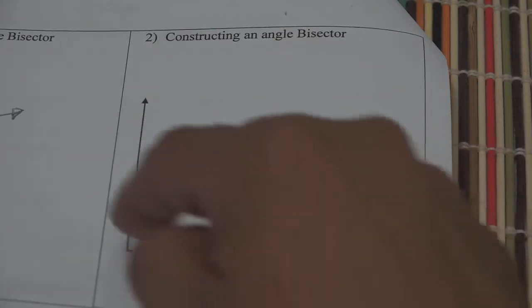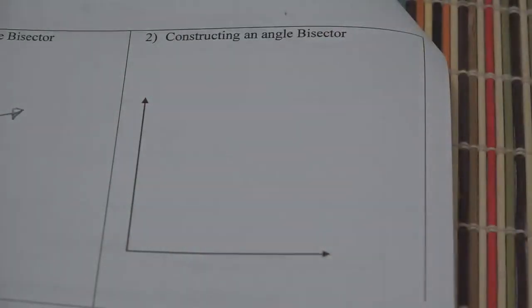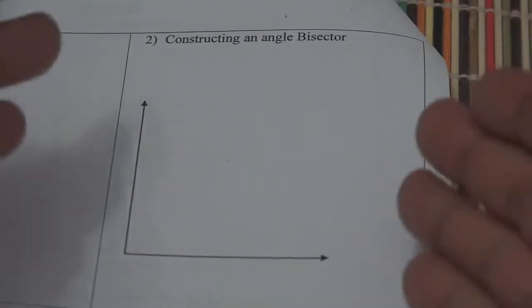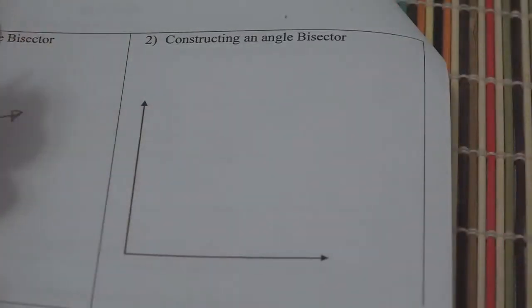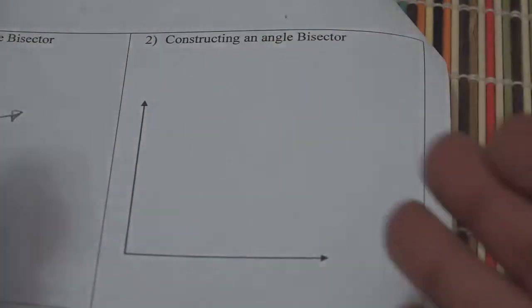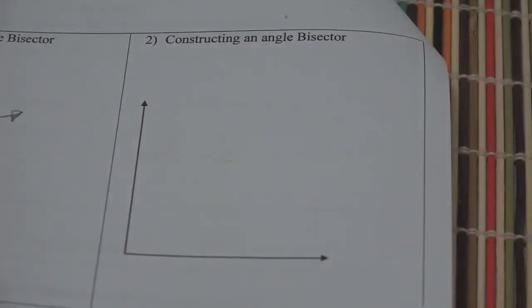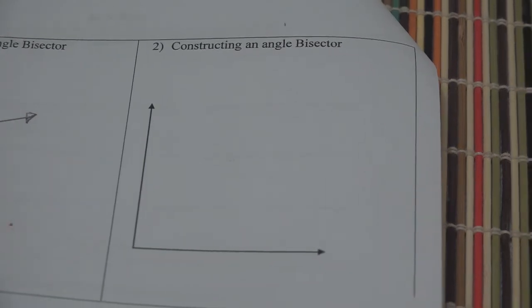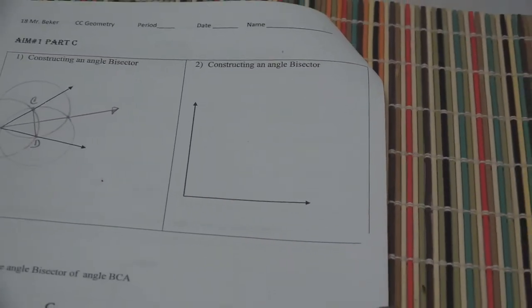So, this looks like a right angle. I'm not going to tell you it's a right angle. I have no information whatsoever that it is a right angle. In geometry, if it's not written or given to you, it is not. So I'm not going to assume that just because I see it, it's a right angle. So let's create the angle bisector. Let me zoom out. It's very visible, okay?